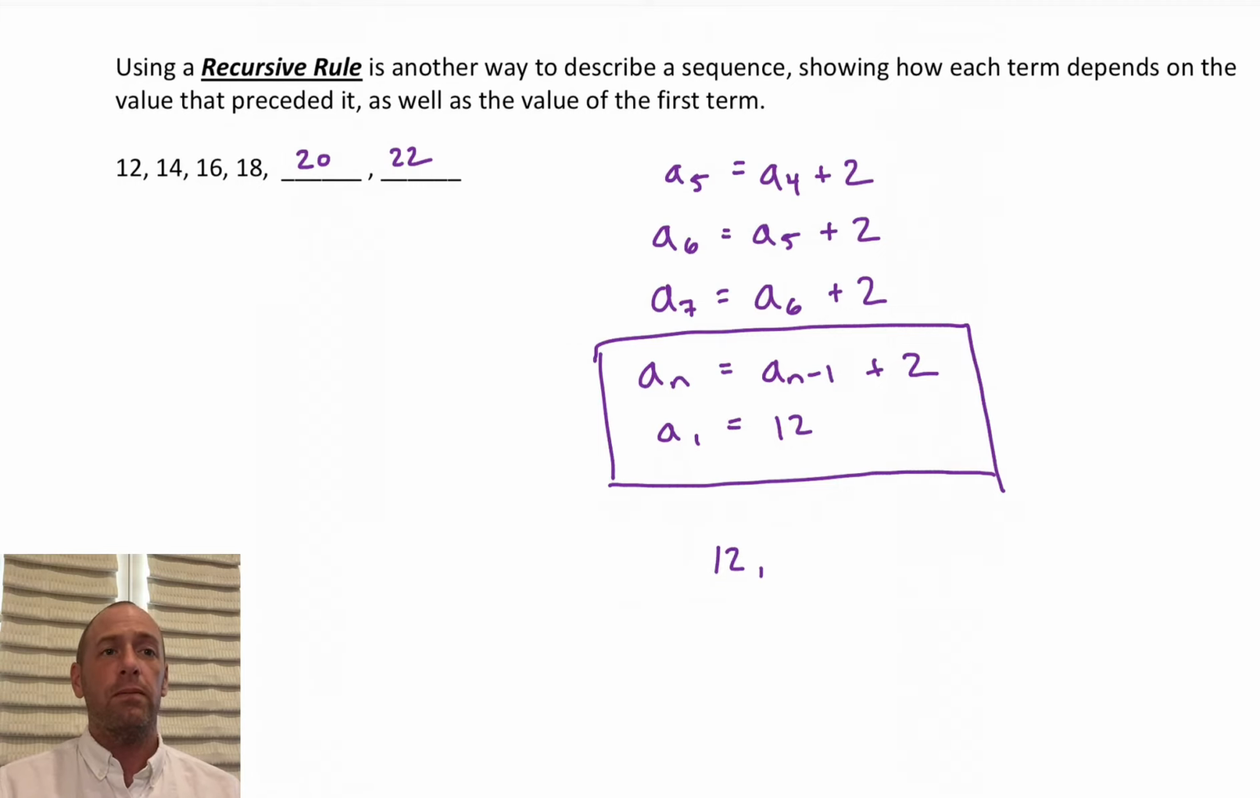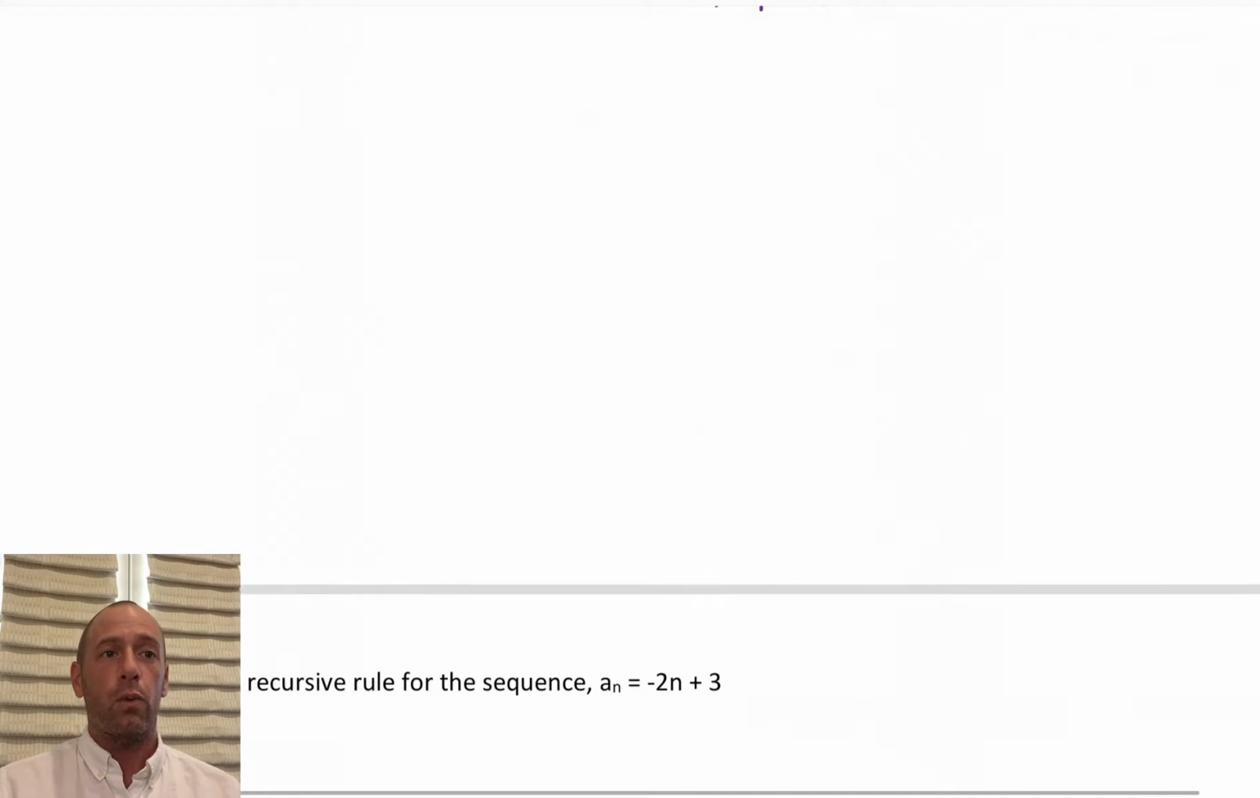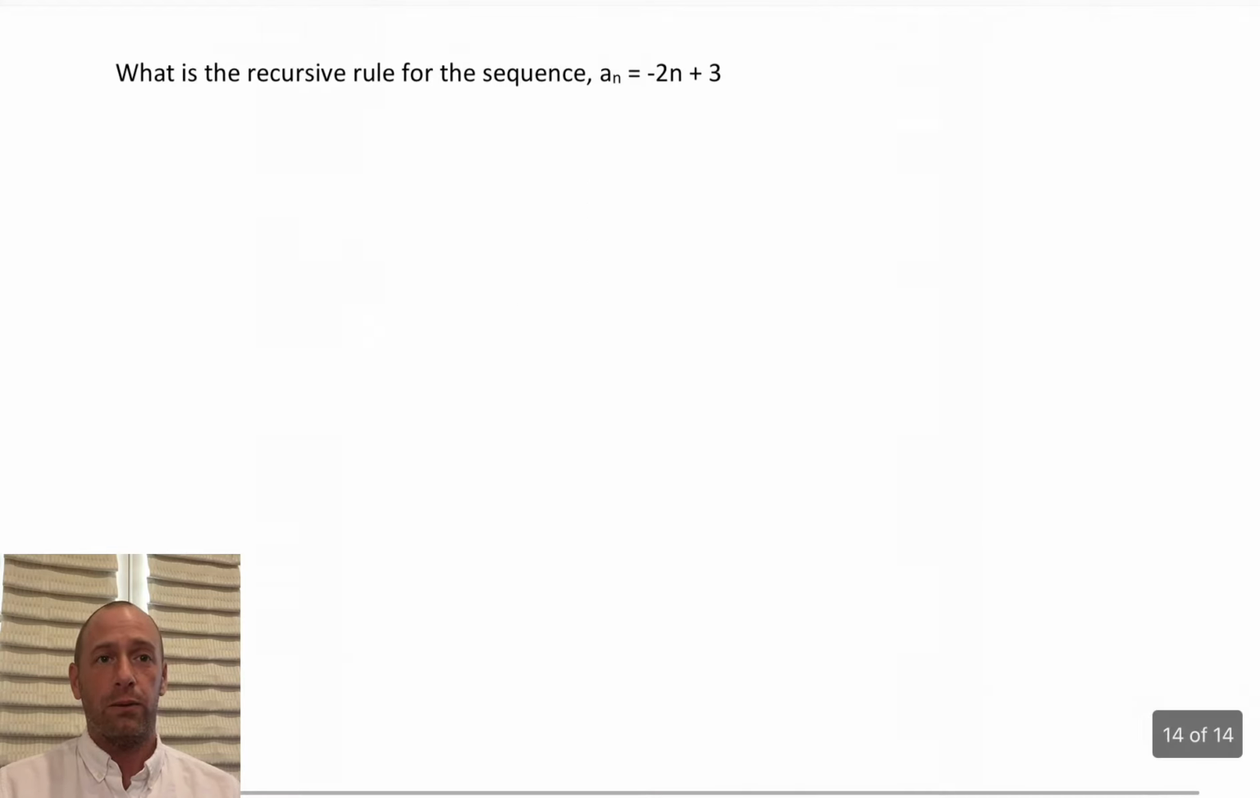So A1 is 12. The next number is found by adding 2. So on and so forth, we can replicate the sequence that was presented.